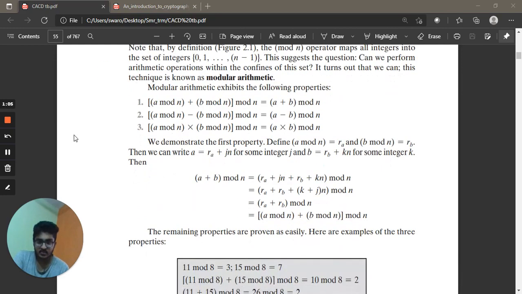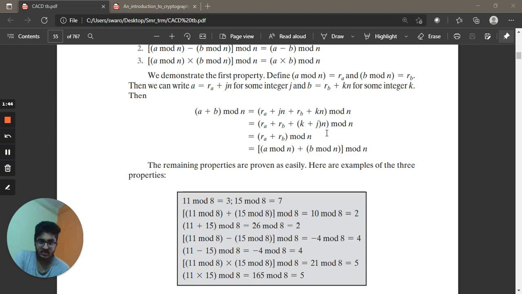Now we demonstrate the first property; the second and third properties can be derived similarly. For the first property, define a mod n as r of a and b mod n as r of b. Then we can write a equals r of a plus jn, where j is some integer. For b equals r of b plus kn, let k be some integer. Now (a plus b) mod n can be written as (r of a plus jn plus r of b plus kn) mod n.